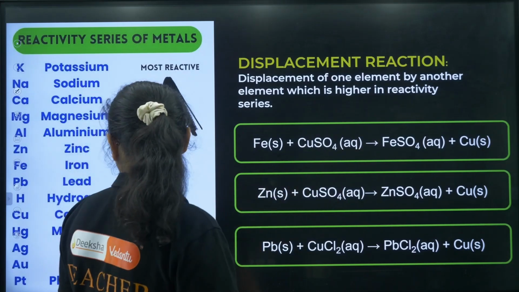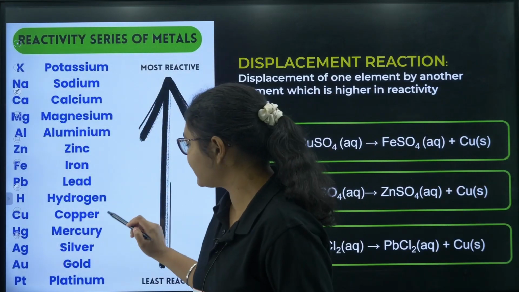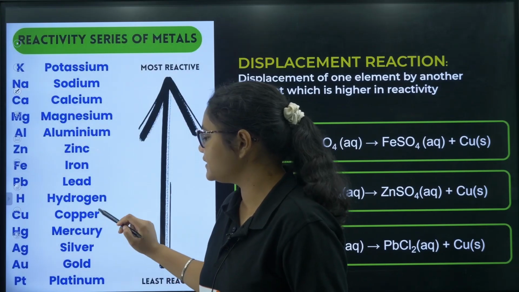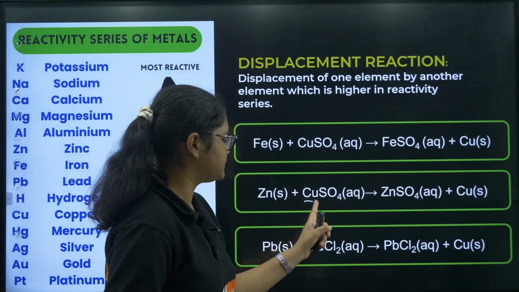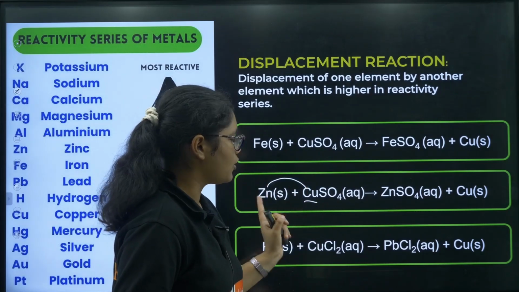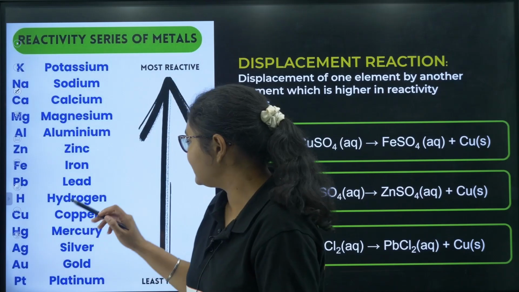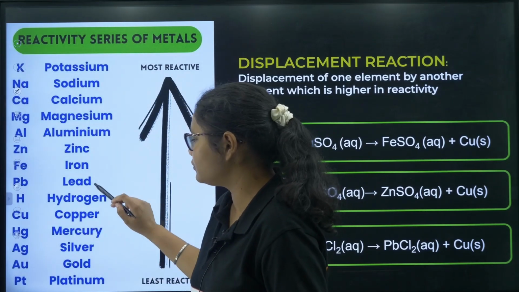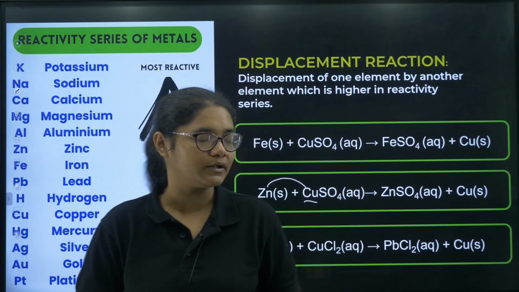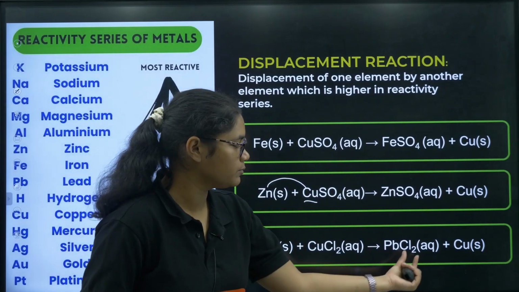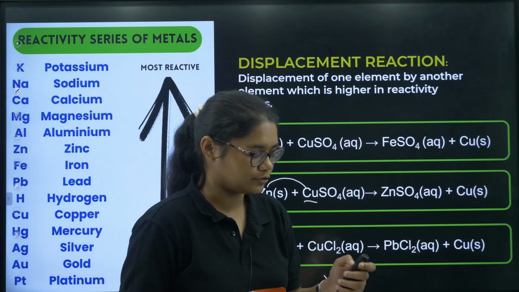Zinc plus copper sulphate, again you can see zinc is more reactive than copper, that means zinc can displace copper as well. So zinc has replaced this copper, zinc comes here, copper goes out. Next, Pb plus CuCl2, lead is Pb and you have CuCl2, lead is also more reactive than copper. So, lead can also displace copper and we will get PbCl2 plus Cu. Okay, these are the examples of displacement reaction.